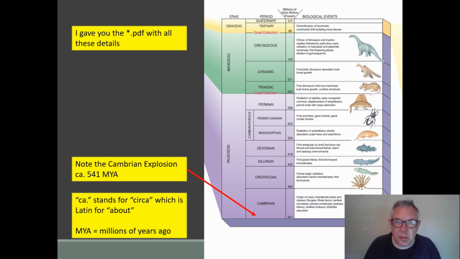You've seen this on the other ones. I'm showing you this again. You see CA. CA stands for circa, which is a Latin word that means about. So when you see CA, it's something that's about 541 million years ago.